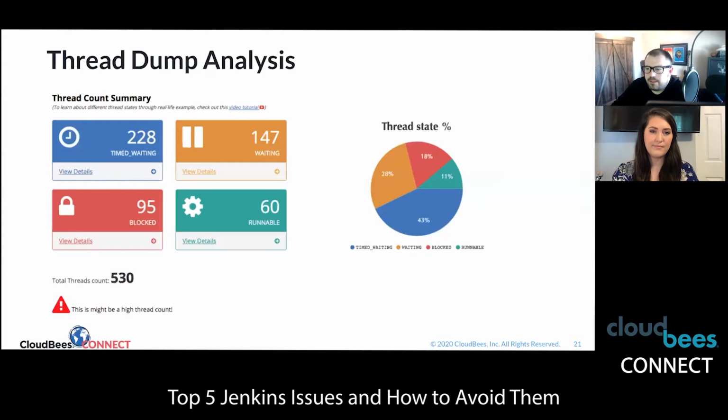Note the micrometrics we can gather from this output, like total thread count. In a healthy Jenkins instance, we see thread counts hover anywhere from 200 to 300. In this example, we see a very high thread count, which indicates we may need to look deeper into the individual threads to understand what exactly is going on.